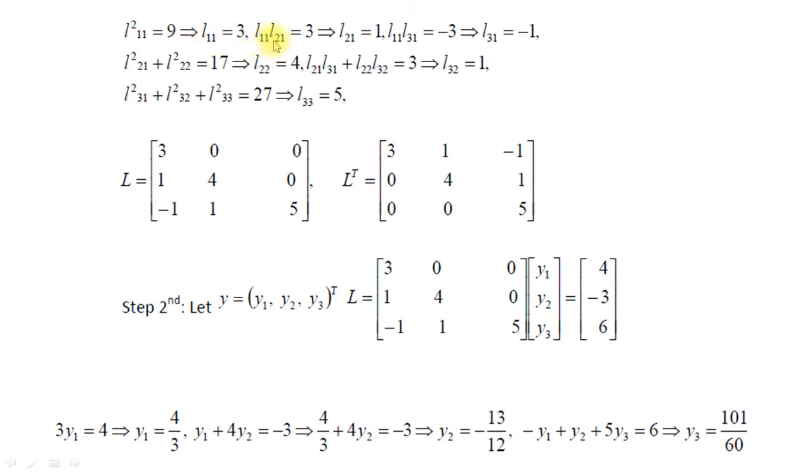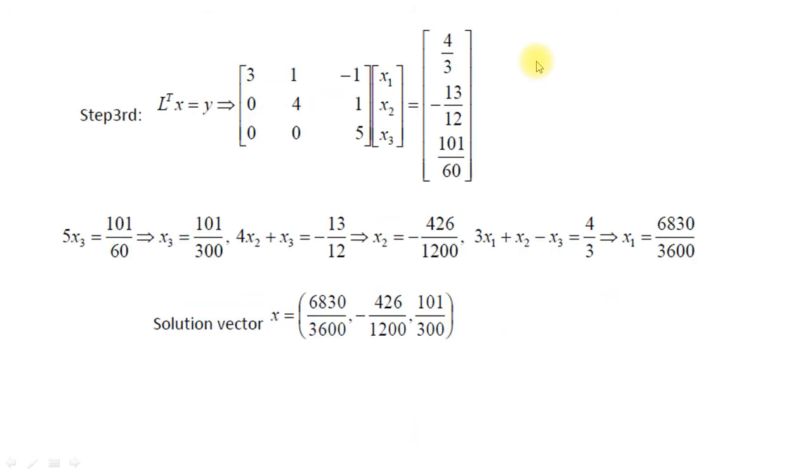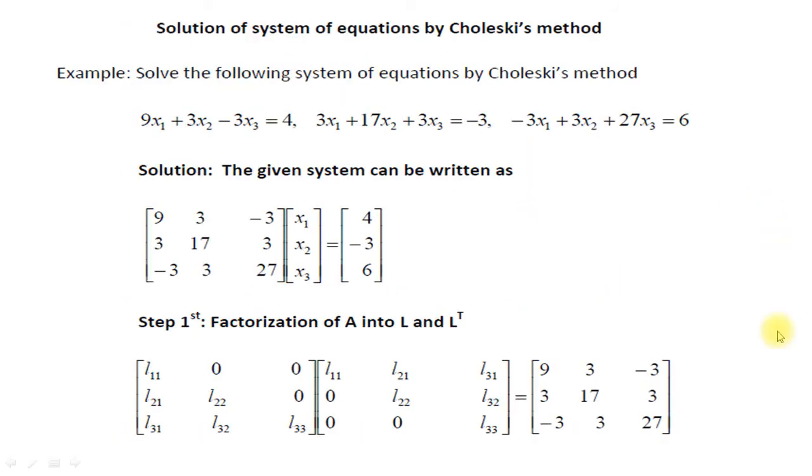Similarly L11 L21 is equal to 3, and the L11 value is 3, so L21 is equal to 1, and for the other unknown, L11 L31 is equal to minus 3. Putting the value of L11, which is 3, and dividing, we obtain L31 is equal to minus 1. So dear students, actually you see over here, this is the solution of the previous example.